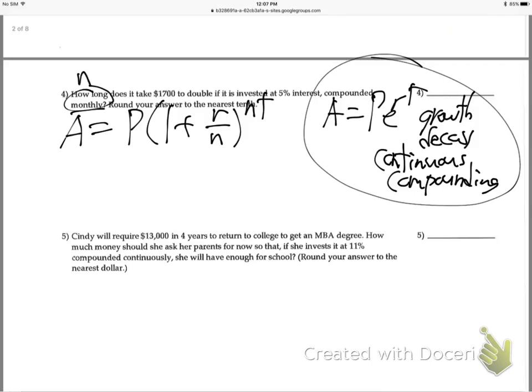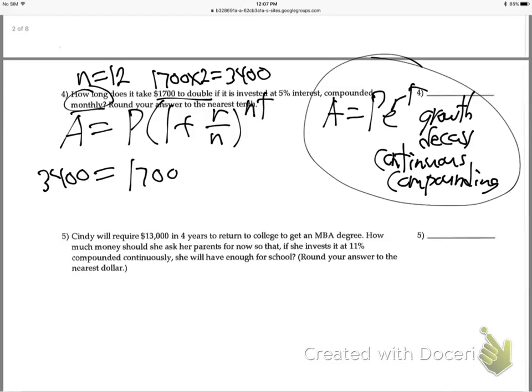This one is monthly, which means N is 12. 12 times a month? No, 12 times a year. And that formula is given right at the top of the test, along with PERT. Don't even have to put it on your 3x5 card. So how long does it take 1,700 to double? Basically, the principal is 1,700, and the amount is 3,400, right? Double 1,700 times 2 is 3,400. R, the interest rate, is 5%, 0.05. The N is 12.